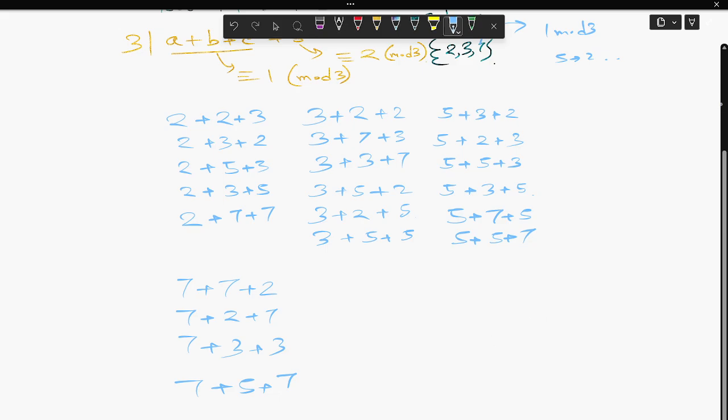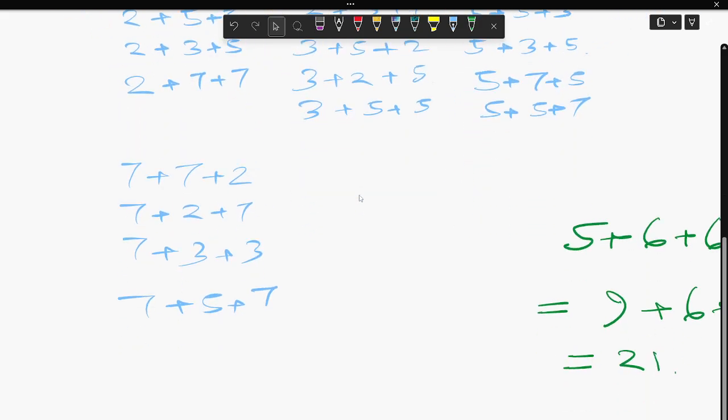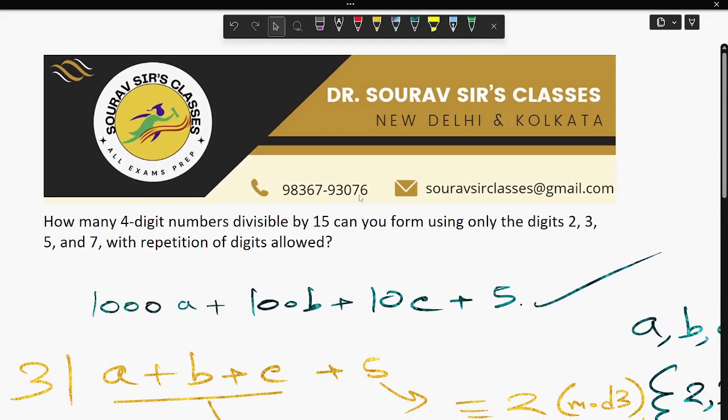Okay, so we will get finally, that is 9 plus 6 plus 6, so that is equal to 21. So we have only 21 cases when our number is divisible by 15. Okay, so the correct answer of this question will be 21. Hope you understood, guys.